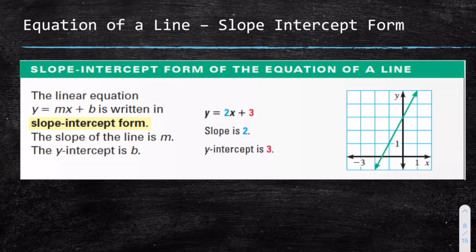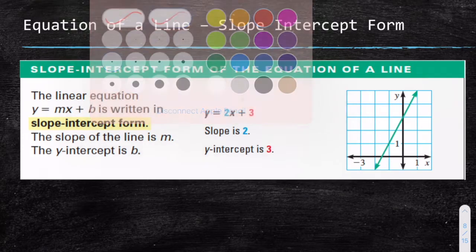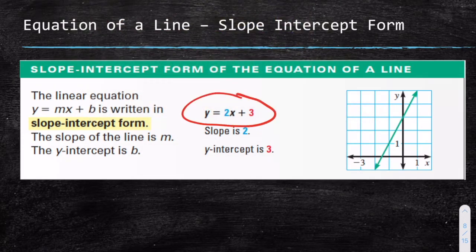So if you're looking at this equation that you see in front of you here, we have y is equal to 2x plus 3. The slope, m, is 2. The slope is not 2x. The slope is just the number 2. And the y-intercept, which is b, is 3. b equals 3. So the slope is 2, and the y-intercept is 3.